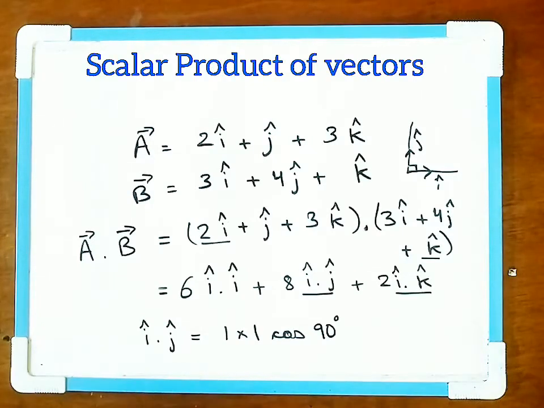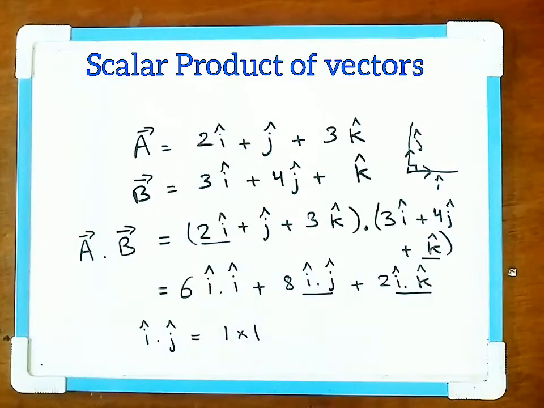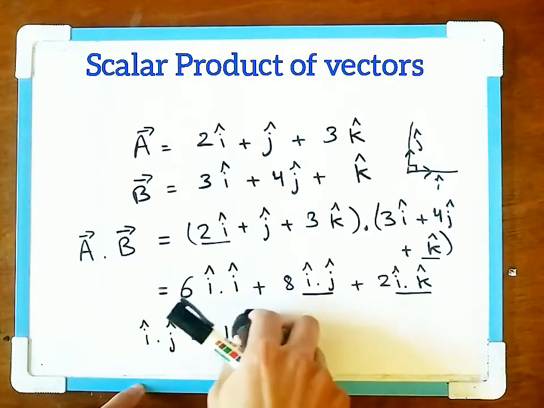Hence your i dot j, cos of 90 is equal to 0. So i dot j will be equal to 0.